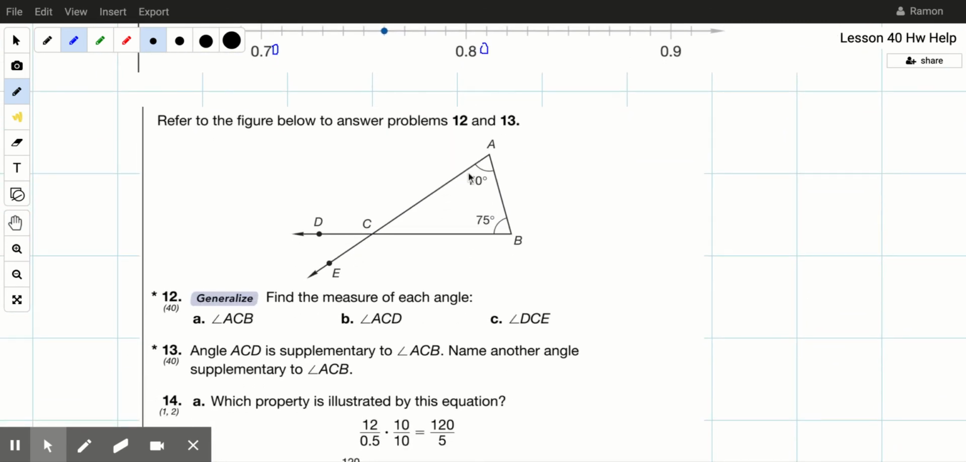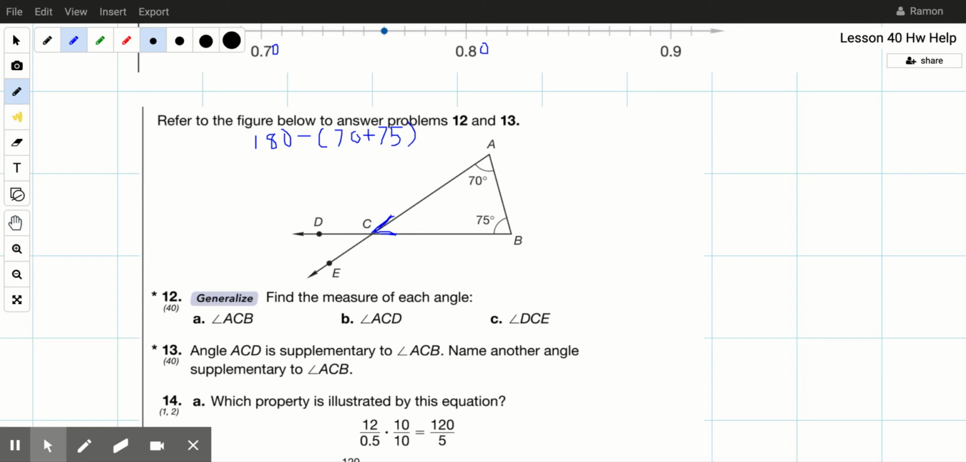Refer to the figure below to answer problems 12 and 13. Find the measure of each angle. We have ACB, so that's this angle right here. So what we know is that all the three angles in the triangle have to be 180 degrees. So we can take 180, and then we can subtract the sum of 70 and 75. So the first thing you want to do is add 70 and 75, and then subtract that sum from 180 to find the value of ACB.